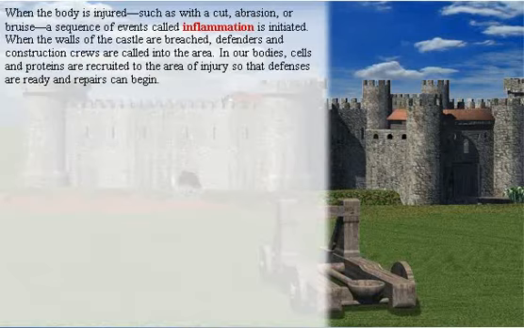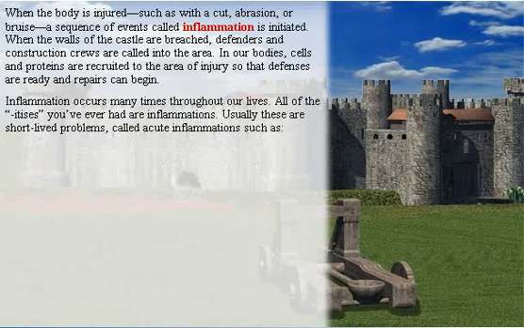When the body is injured, such as with a cut, abrasion, or bruise, a sequence of events called inflammation is initiated. When the walls of the castle are breached, defenders and construction crews are called into the area. Similarly, in our bodies, cells and proteins are recruited to the area of injury so that defenses are ready and repairs can begin.